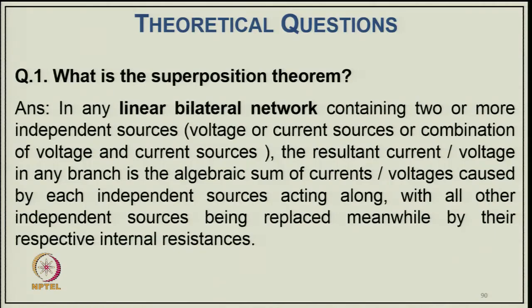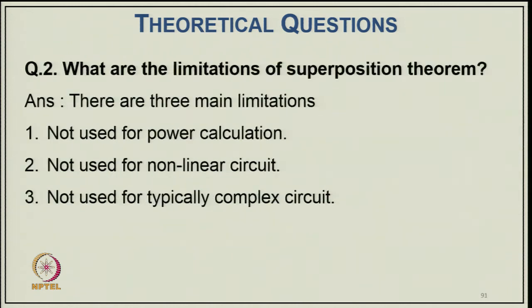What is the superposition theorem? The answer is: in any linear network containing 2 or more independent sources, voltage and current sources, or a combination of voltage and current sources, the resultant current or voltage in any branch is the algebraic sum of the currents and voltages caused by each independent source acting alone, with all other independent sources being replaced meanwhile by their respective internal resistances.